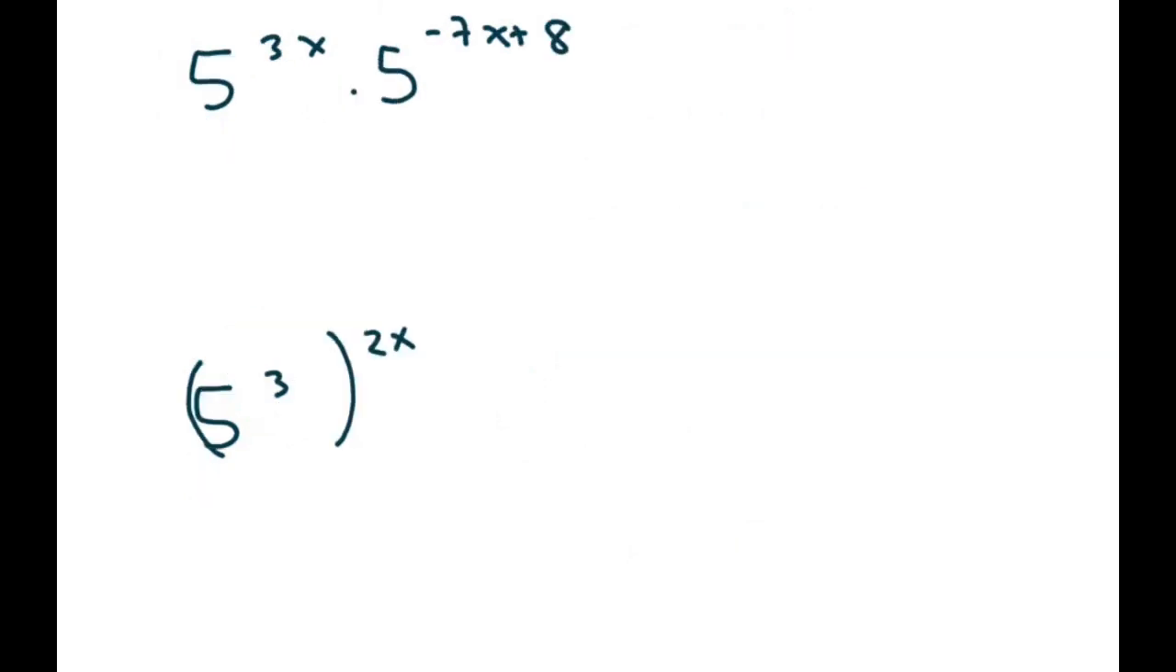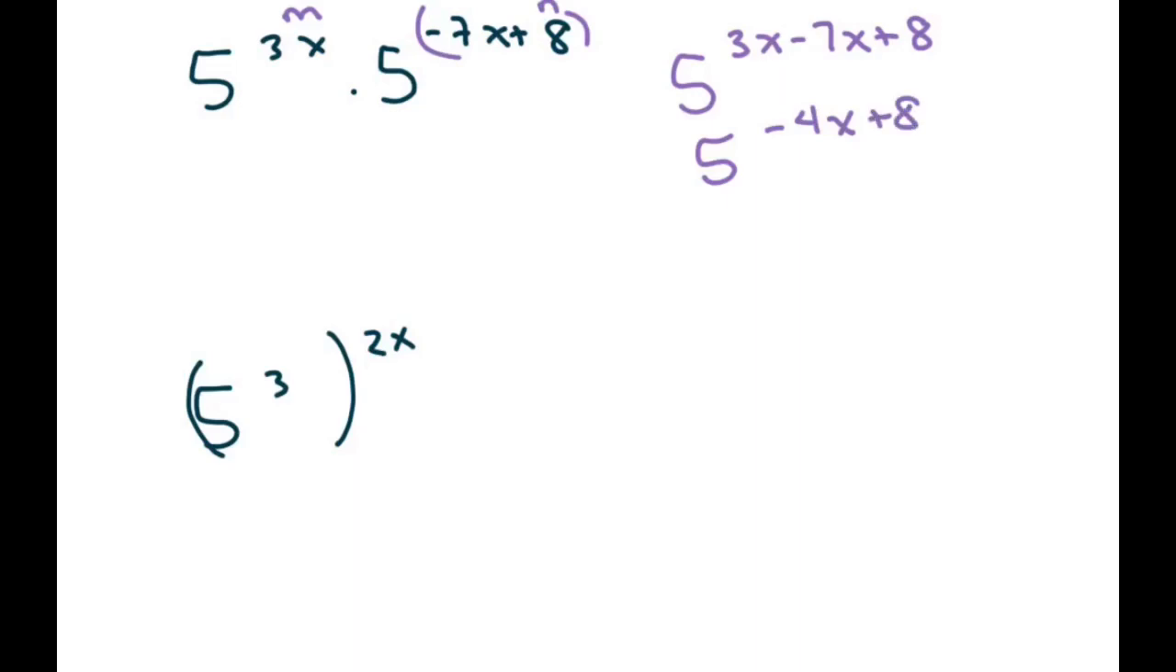And the last set we have is these. Your product property again, your m and your n. So we're just going to combine those. 3x, and when you add it, you'll get just minus 7x plus 8, which gives you 5 to the negative 4x plus 8. If you want to factor out a negative 4, you can, but don't forget you have to change that sign to a negative.